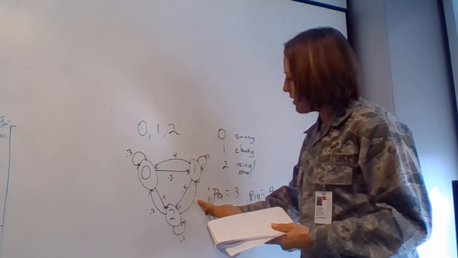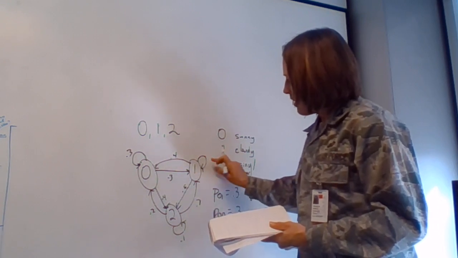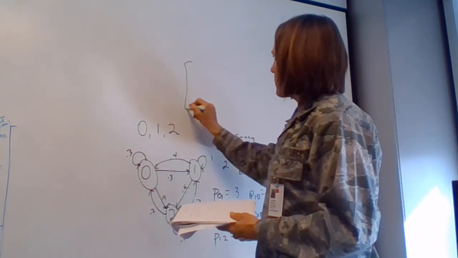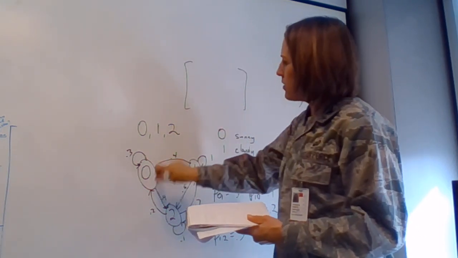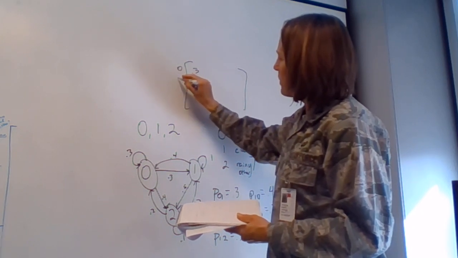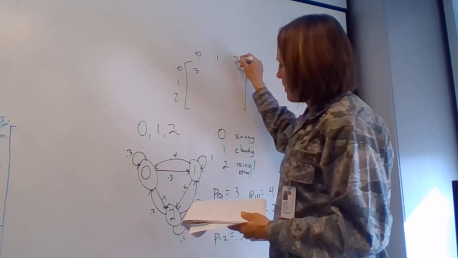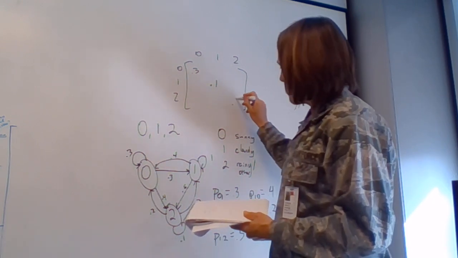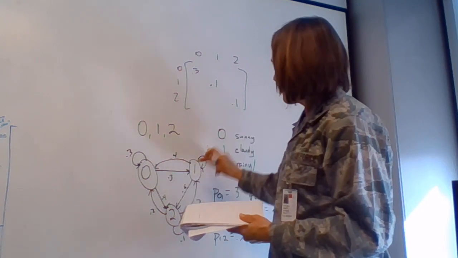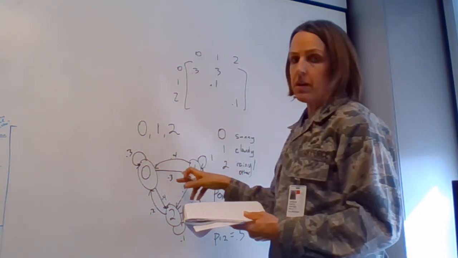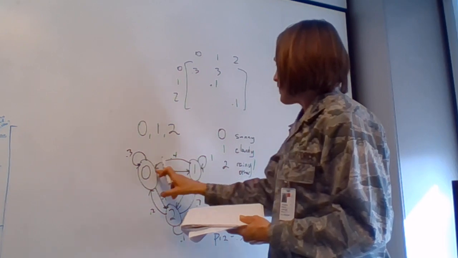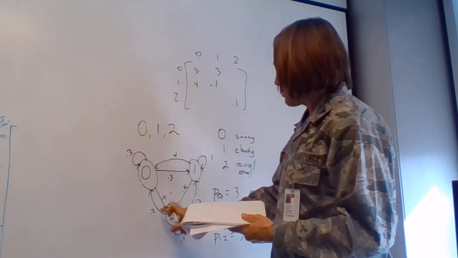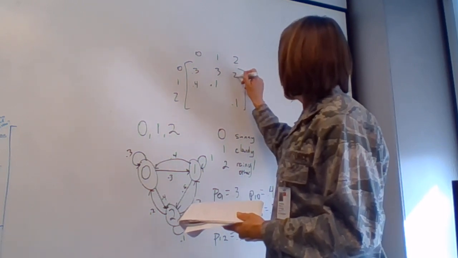All right, I'm going to go back to the example I had a second ago. Okay, so to set up the transition matrix, I'm going to say the probability of going from 0 back to 0 is 0.3. Probability of going from 1 to 1 is 0.1. 2 to 2, also 0.1. 0 to 1, 0.3. All I'm doing is reading the probabilities off the arcs. From 1 to 0 is 0.4. Going from 2 to 0, 0.2.